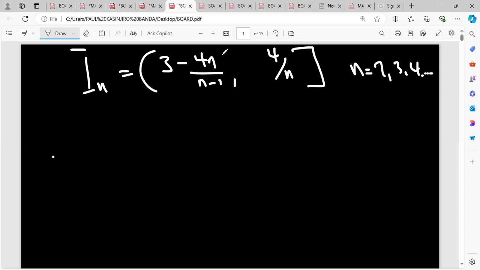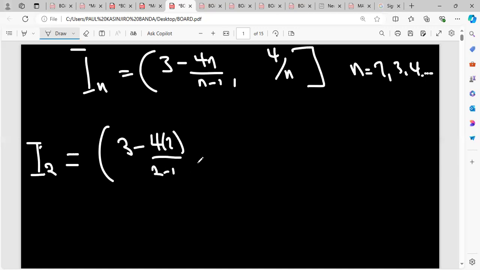Okay, and then I can see that this one here is just heading towards -1, okay? But let's prove it. So let's say we want to find I2, because we are starting from 2. There's no 1 in this indexing set. So I2 means that we are going to put 2 wherever there's n. So it will be (3 - 4×2/(2-1), 4/2). Okay, so this will be equal to what?